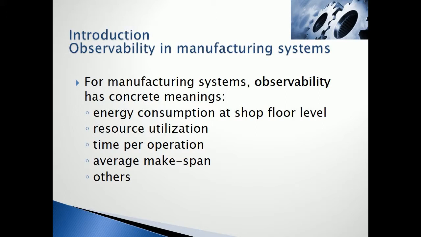For manufacturing systems, observability has concrete meanings: energy consumption at shop floor level, resource utilization, time per operation, average makespan, and others. Observability in manufacturing systems.